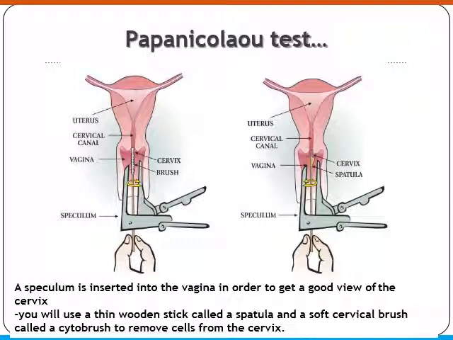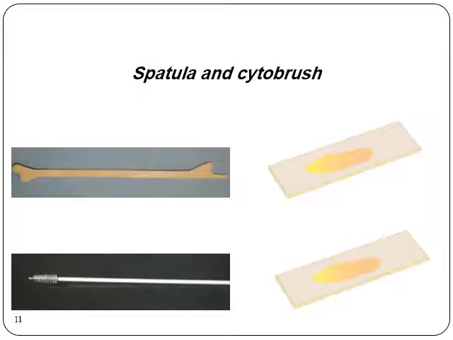This is a technique of pap smear. You can see the speculum is opened until we get a clear visualization, a good view of the cervix, and then by inserting a wooden stick called a spatula, or sometimes we use the cervical brush, like a toothbrush, we take a swab by rotating the spatula or the cervical brush or cytobrush to remove and obtain some cells from the cervix.